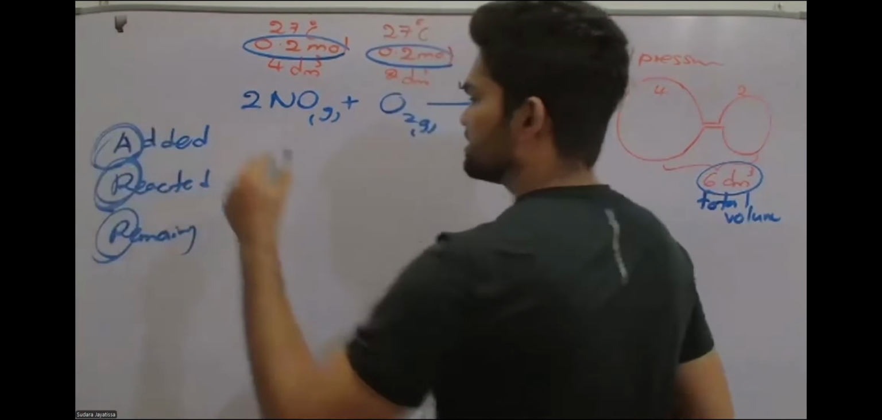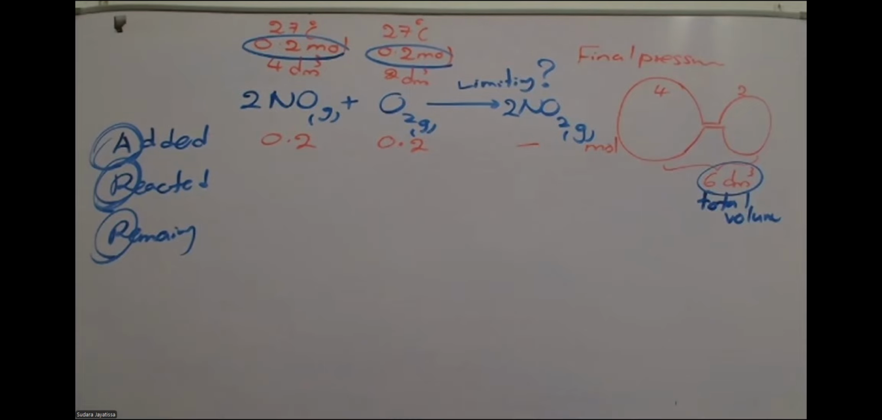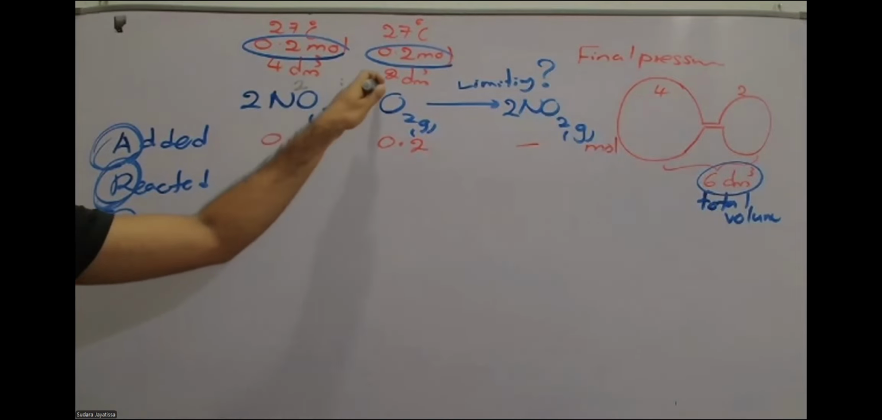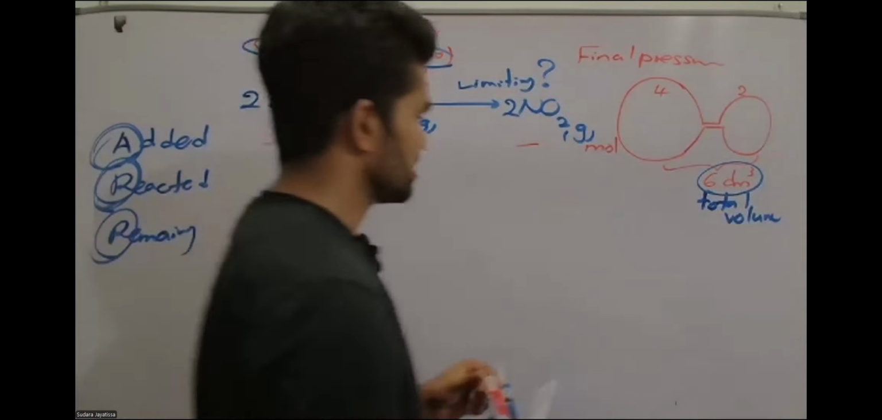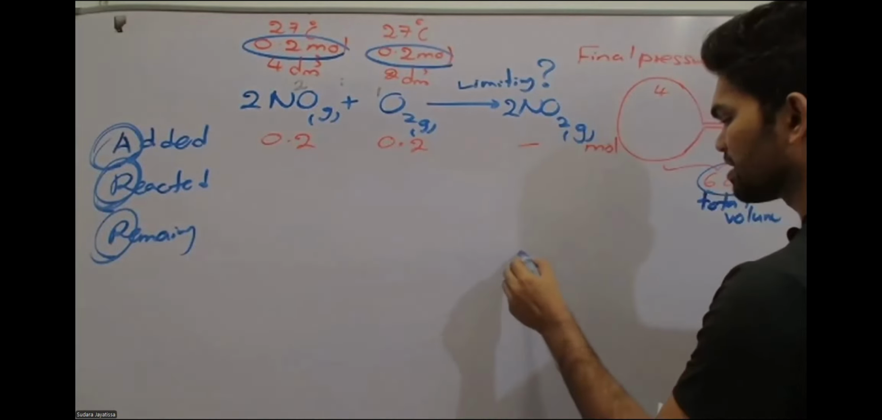So what is the stoichiometry ratio here between our NO and O2? The stoichiometry ratio is 2:1. They are reacting in a 2:1 ratio. So that means very simple maths.